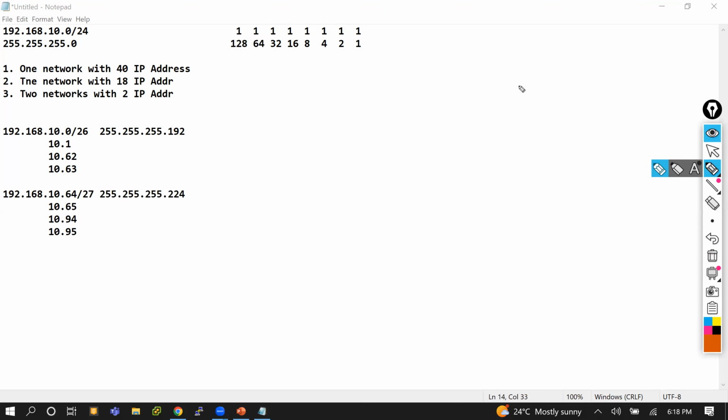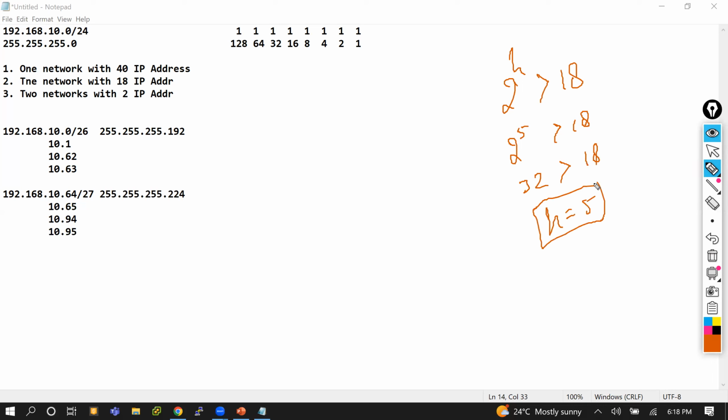For the second one we have 2 to the power of h greater than 18 IP addresses. 2 to the power of 5 is 32, which is greater than 18. What is the h value? 5. So how many bits do we borrow? 5 host bits, and the remaining goes to the network. By default 24, then 25, 26, 27. Yes, 27. So 128 plus 64 is 192, 192 plus 32 is 224. So 255.255.255.224 here.